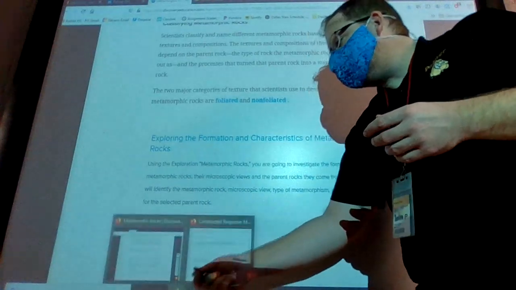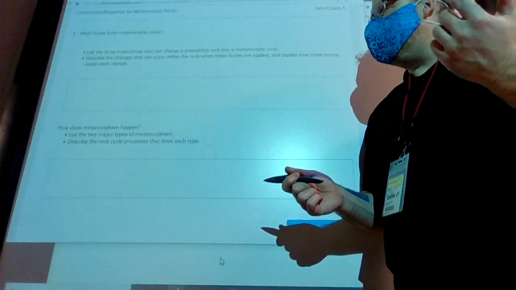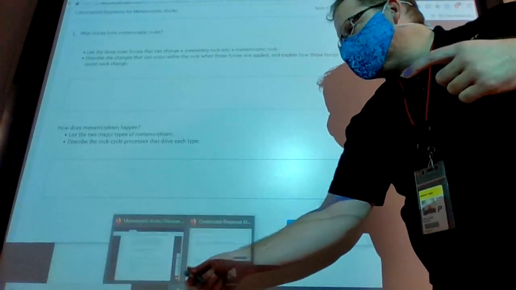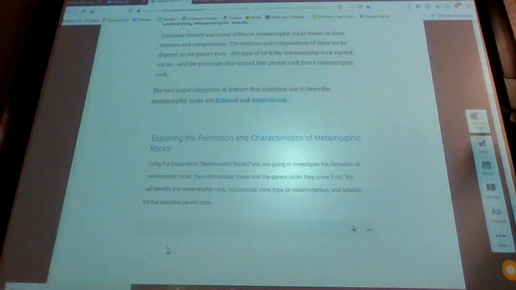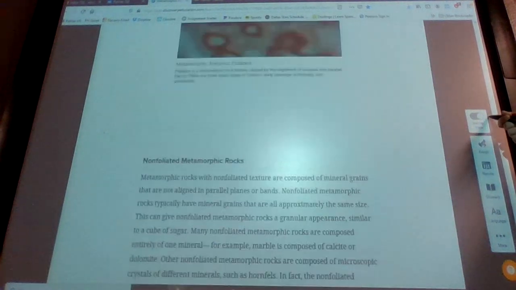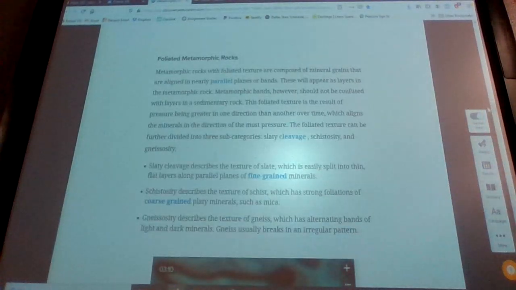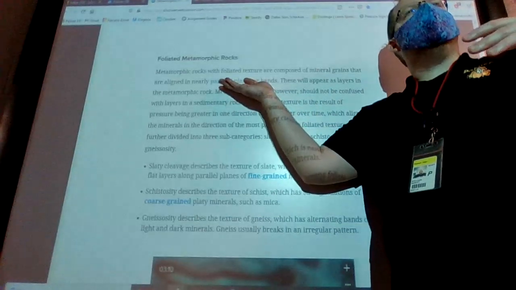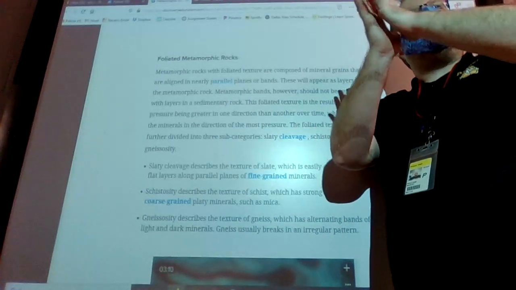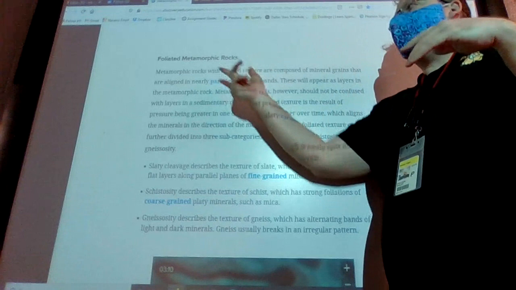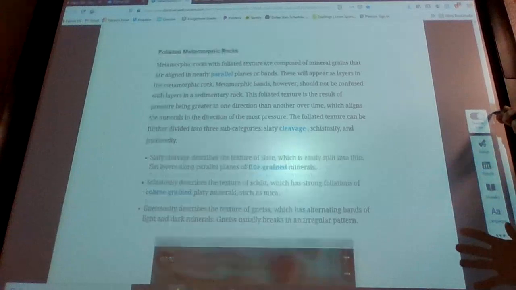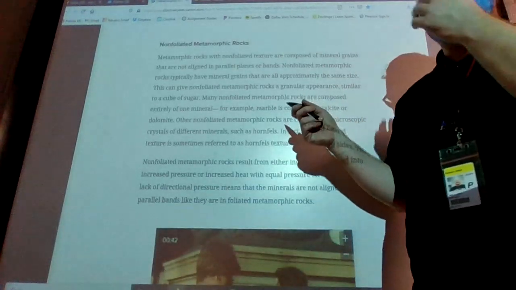And then what was the second part of that question? List the two major types of metamorphism. Describe the rock cycle processes that drive each type. And so they have little subchapters down here that are going to tell you about what happens with foliated rocks and what happens with non-foliated rocks. Specifically, in order to make a rock that has a bunch of flat layers, it's got to be squeezed in that direction to make everything flat that way. So foliated rocks are going to have some sort of pressure that causes everything to be parallel, where your non-foliated rocks are not going to have that pressure.